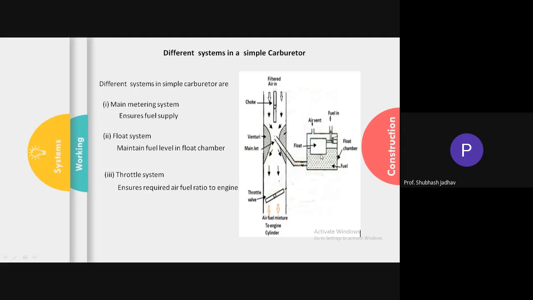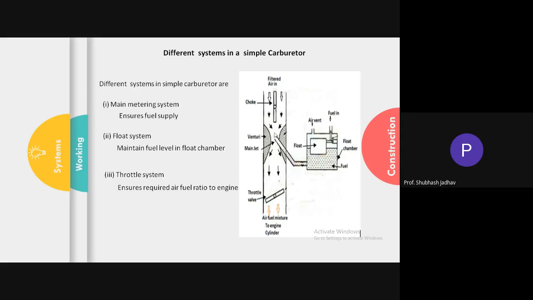So the amount of pressure difference here and here is going to decide how the fuel is going to come out. And when the pressure differential between the venturi throat and the float chamber is sufficient enough, at that time the fuel will come out in the form of a spray. So while designing a carburetor, we have to keep in mind that the pressure differential should be such that the fuel has to come out in the form of a jet spray.